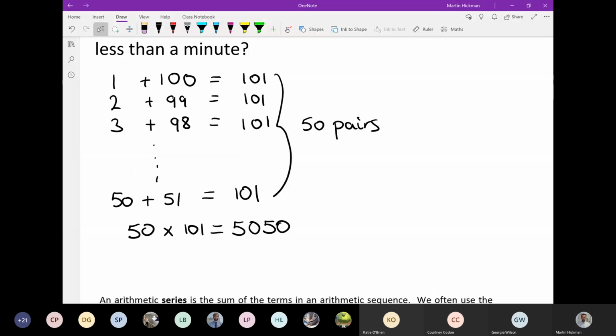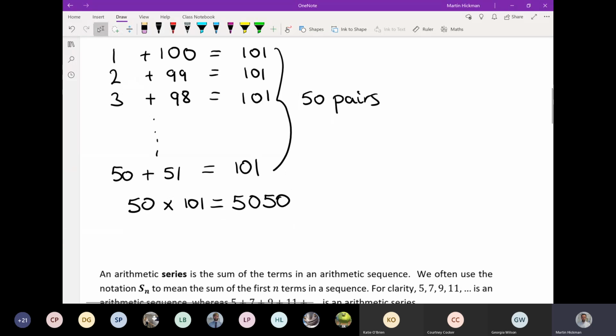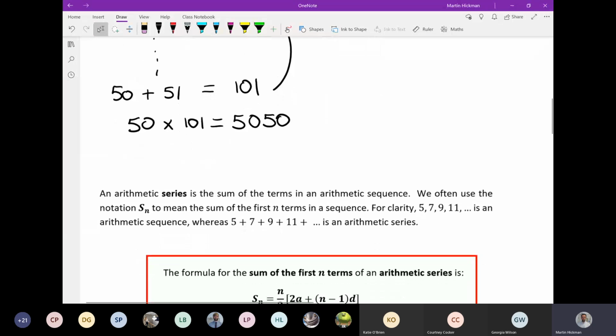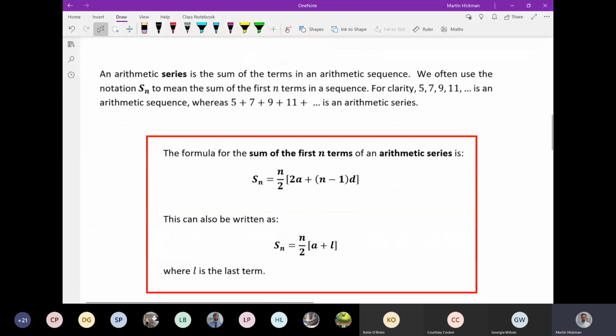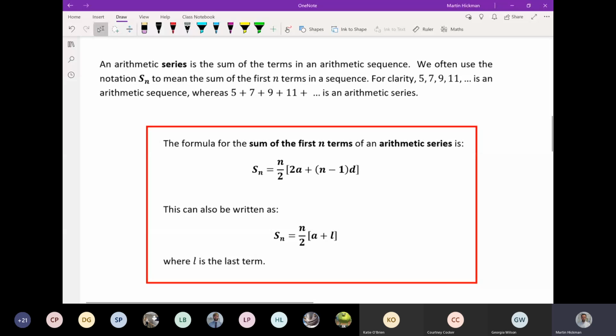So what we're doing here kind of leads us on to one of the formulae that we're going to introduce today. Okay, now an arithmetic series. So we're looking at series today, so adding up all these numbers from a sequence. So an arithmetic series is the sum of the terms in the arithmetic sequence. We often use the notation Sn to mean the sum of the first n terms in the sequence.